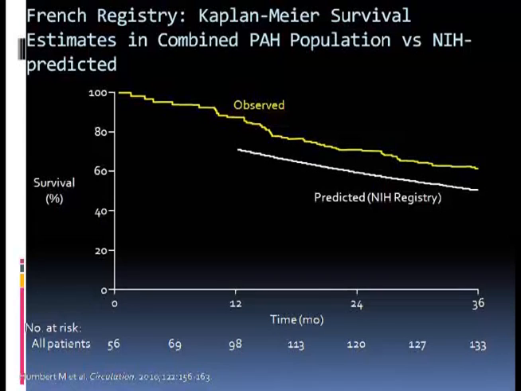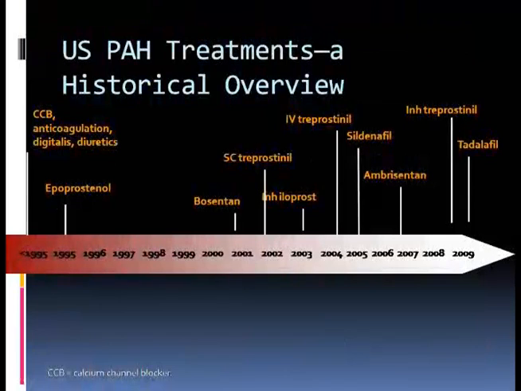And again, it's probably using the drugs, anticoagulating maybe more, perhaps knowing how to deal with right ventricular failure and so forth. So this is a historical overview of the treatments that we have available. Epoprostenol, that intravenous medication that we mentioned before, was approved in '95 based on exactly that trial of 81 patients. That's all what FDA needed.